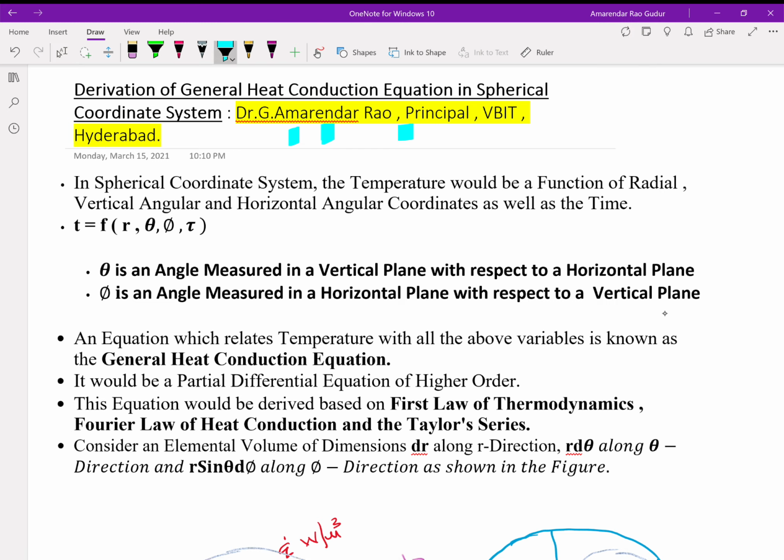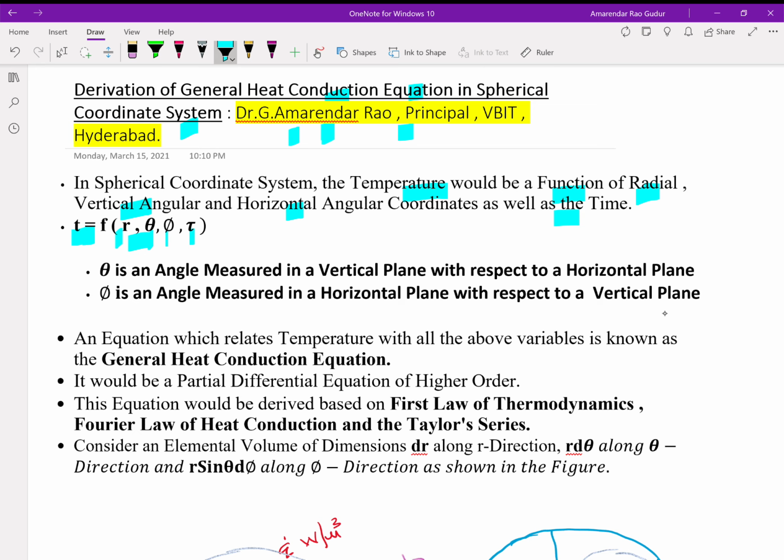So in today's session, we will derive the general heat conduction equation in spherical coordinate system. Perhaps one of the most complex derivations in heat transfer, and also a very important derivation as far as some competitive examinations are concerned. In the spherical coordinate system, the temperature would be a function of radial, vertical angular and horizontal angular coordinates as well as the time. Mathematically speaking, temperature would be a function of r, theta, phi and tau, time.